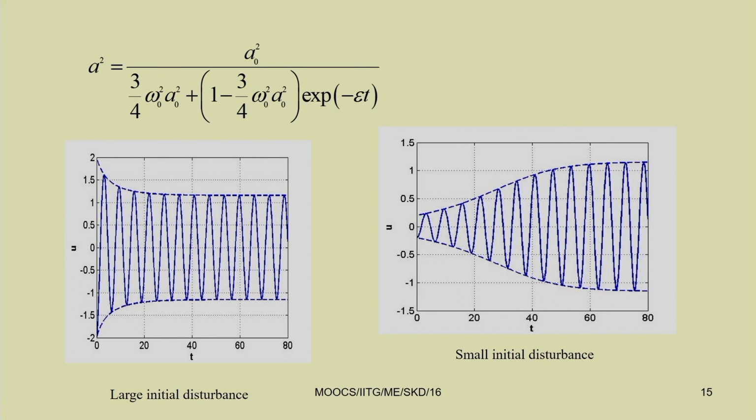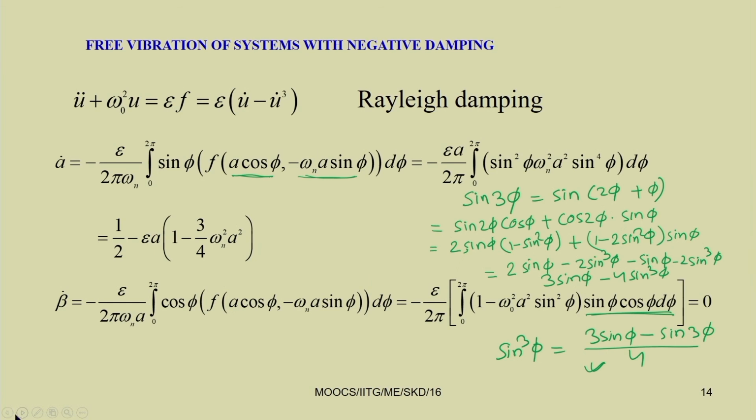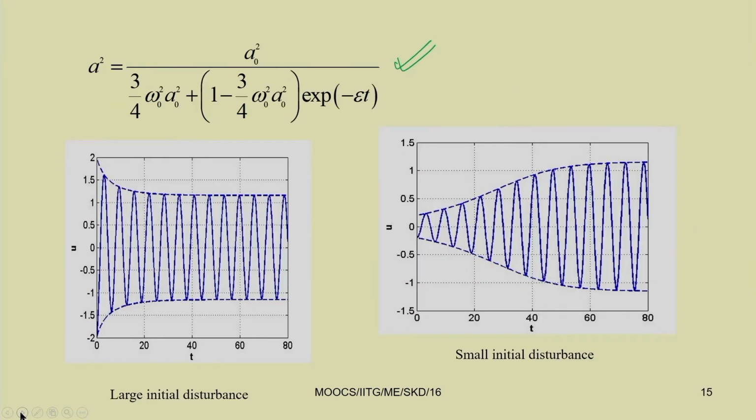So, the expression becomes a square equal to a 0 square by 3 by 4 omega 0 square a 0 square plus 1 minus 3 by 4 omega 0 square a 0 square e to the power minus epsilon t. This way you can find the expression for a versus t, that is the time response, and you can plot. This is written in terms of x, I think. So, this is u. If you plot this u versus t, this is the required curve.